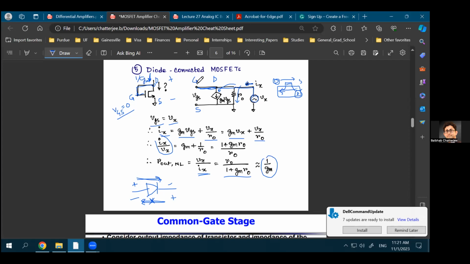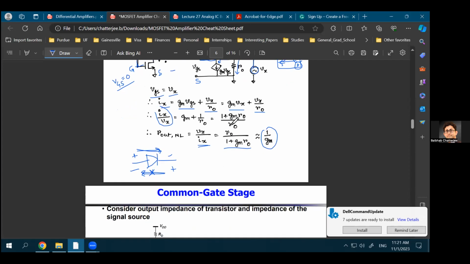So if you ask me what do I remember, or what do I conclude from all these discussions, it's three things. One, if you are looking into the drain of a transistor which is not diode connected, you will see RO. If you look into the source of the transistor, you will see 1 upon gm. That's the resistance you will see. And if the transistor is diode connected, then looking at the drain of the transistor, you will not see RO. Instead, you will again see 1 upon gm.